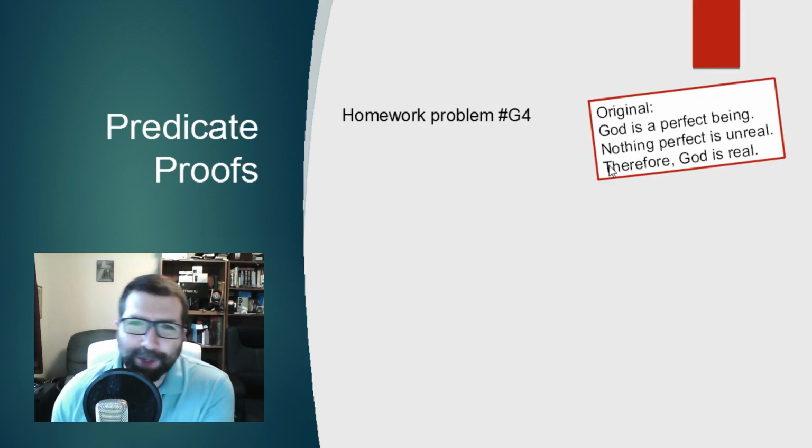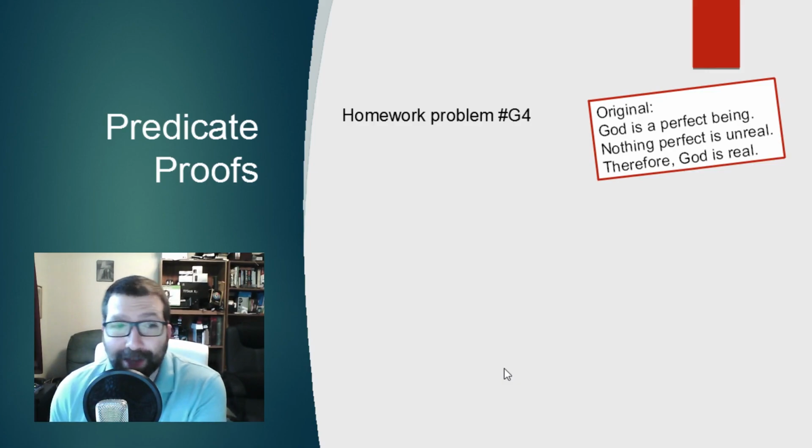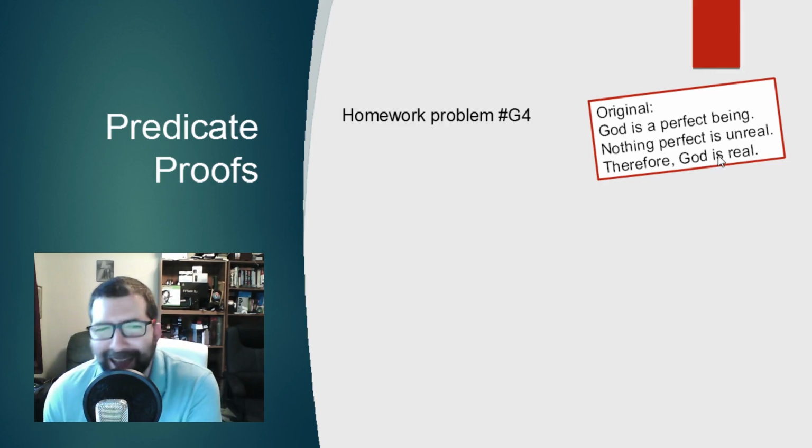The last one here is just a bonus. This is one of the English language ones that you need to translate and then prove. And the original is, God is a perfect being, nothing perfect is unreal, so therefore God is real. I thought this was kind of fun. I couldn't pass it up. So what they suggested was to translate it as use G for God, and then use P for is perfect, and R for being real.